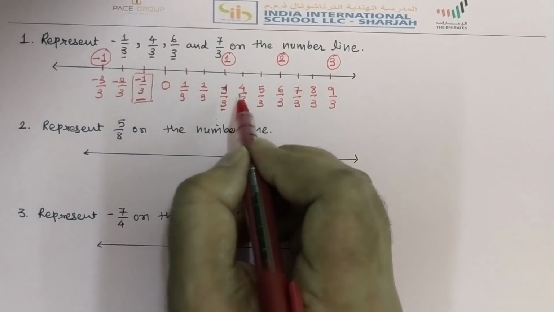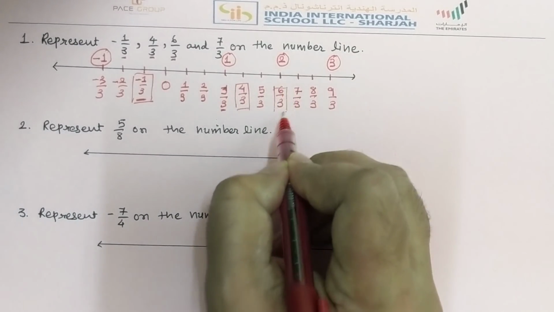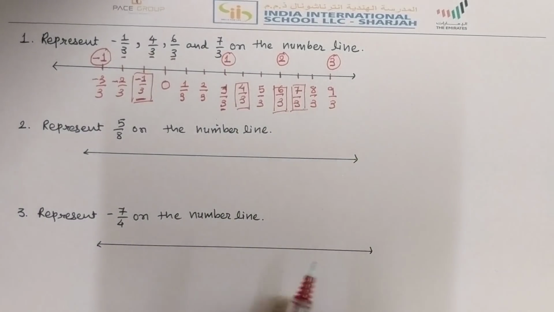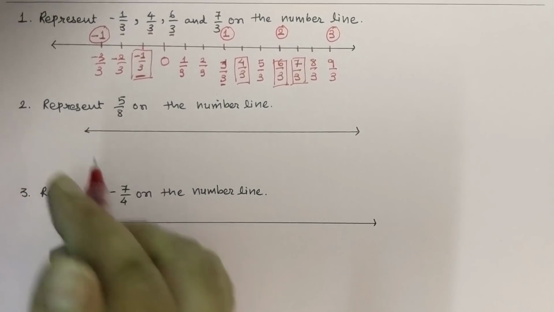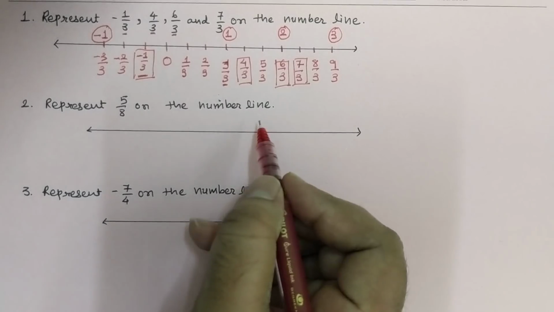The second is 4 by 3. Then the third one is 6 by 3. And the last one is 7 by 3. So these are the required numbers. Now we will move ahead. Then they said represent the 5 by 8 on the number line.